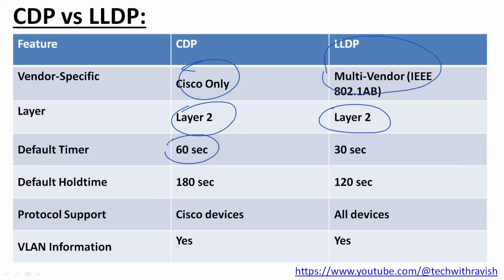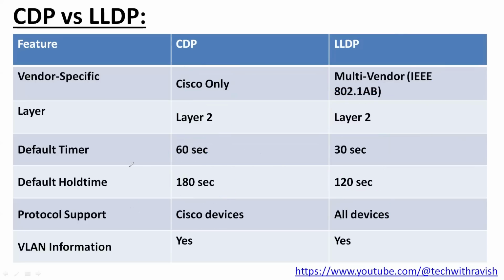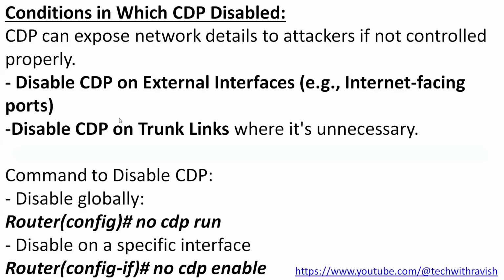The LLDP protocol has a default timer of 30 seconds. CDP has 60 seconds. The hold time for the CDP protocol is 180 seconds, and for the LLDP protocol it is 120 seconds. So the CDP protocol is only enabled over Cisco devices, but LLDP is an open standard, and VLAN information is also shared by both of these. So there is only one difference between these. If you want to use it over multi-vendor devices, you have to go to the LLDP protocol.